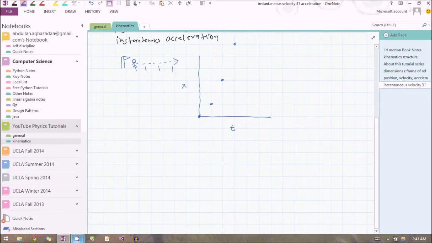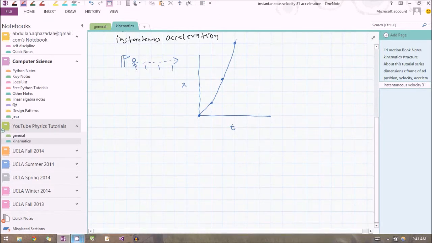Let's say that this is the position versus time. So at 1 second you're at position 1, at 2 seconds you're at position 4, at 3 seconds you're at position 9. So we say that this is a graph of position as a function of time, or x as a function of t, because x is position.